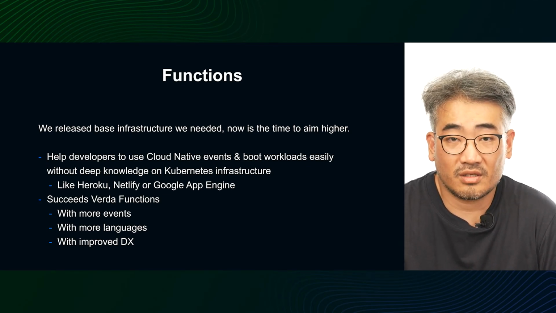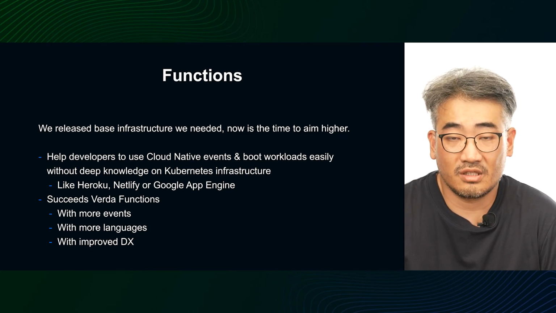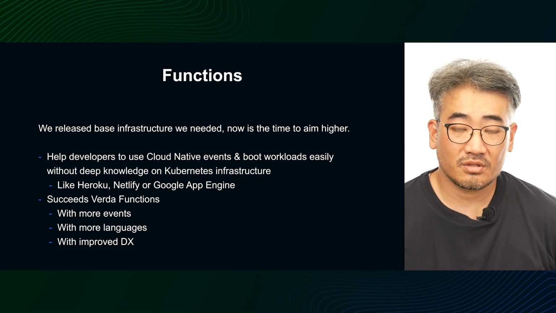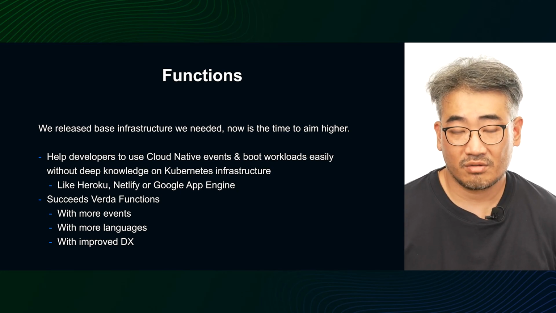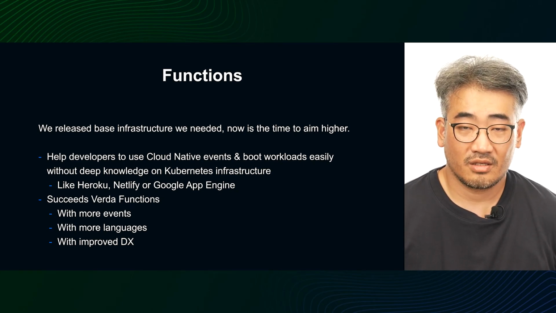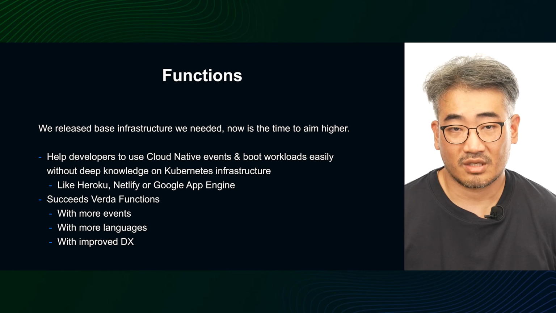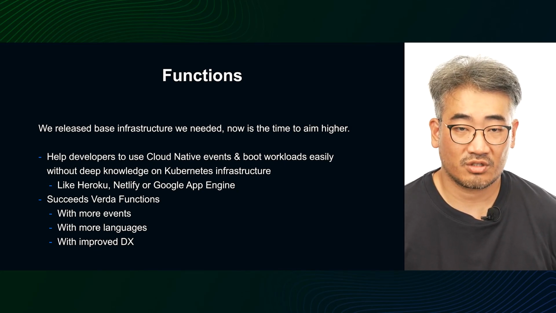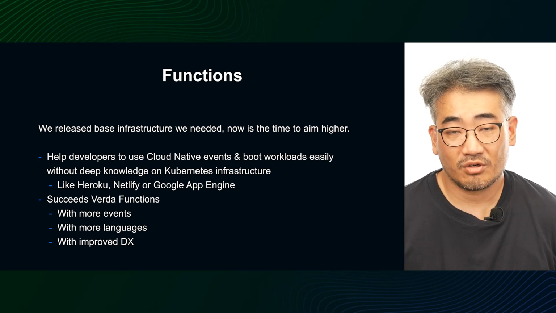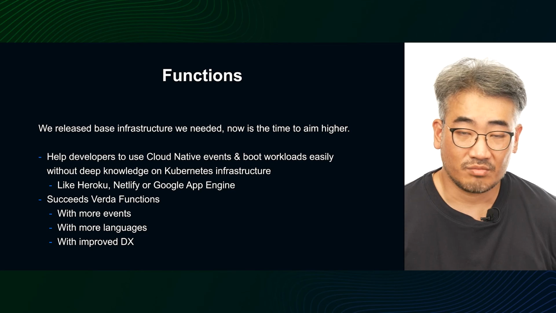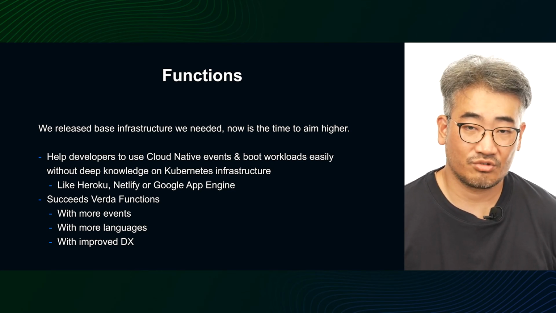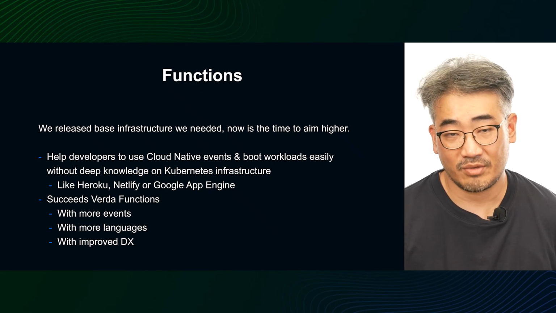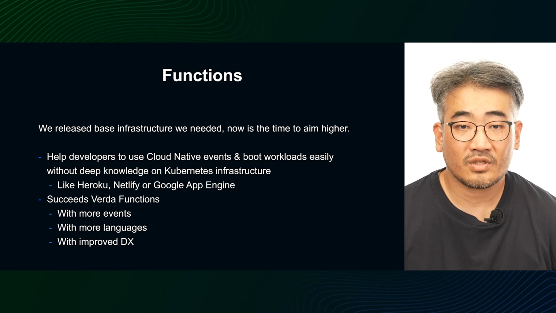Secondly, this is something that we are developing. It's called functions, and we are developing it right now. It's similar to AWS Lambda. The purpose why we want to provide functions is that we do have the basic infrastructure, so we wanted to actually provide a better platform. We wanted developers to use cloud native events and boot workloads easily. Currently, developers do need deep knowledge of Kubernetes infrastructure, but we aim to provide these functions so that developers can just use them without deep knowledge. So it's similar to Heroku, Netlify, or Google App Engine.